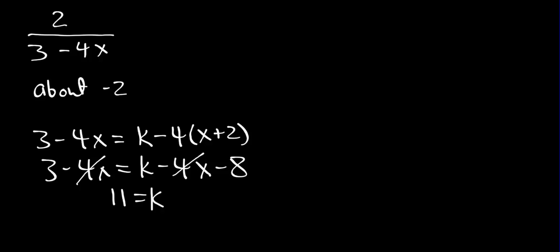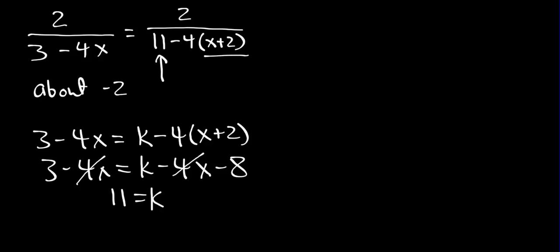Now, so here's what we have. We have 2 over 11 minus 4 times (x plus 2). There it is. Now we're not ready to do our power series expansion. All we've done so far is find out what this number needs to be. In other words, we compensate for the fact that we no longer have x, we have x plus 2. So I replace the x with x plus 2. What does that do to this number here? Well, it was a 3 and now it's an 11.